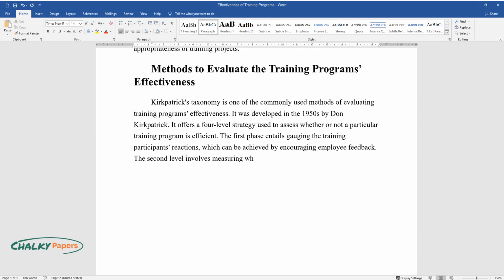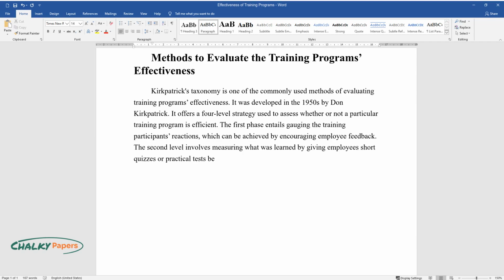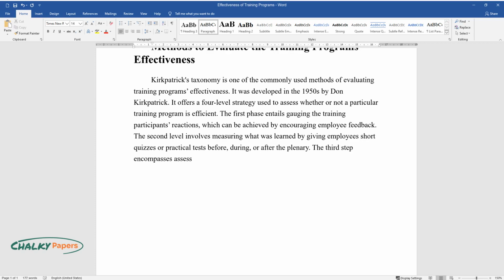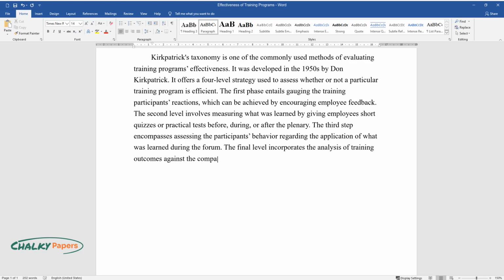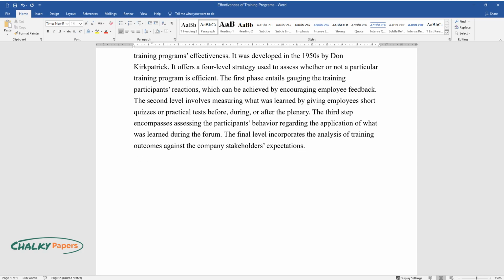The second level involves measuring what was learned by giving employees short quizzes or practical tests before, during, or after the plenary. The third step encompasses assessing the participants' behavior regarding the application of what was learned during the forum. The final level incorporates the analysis of training outcomes against the company's stakeholders' expectations.